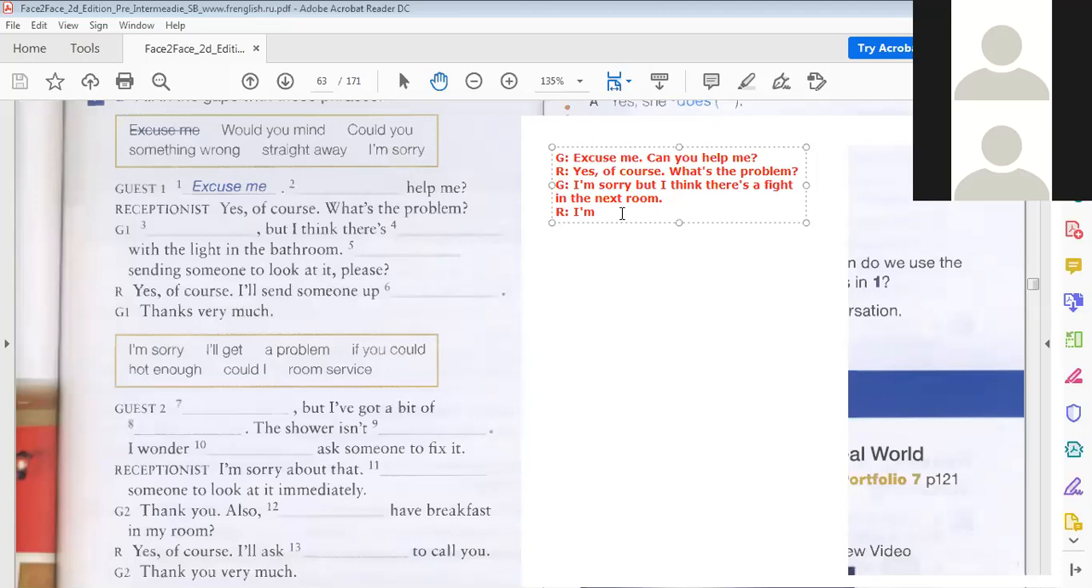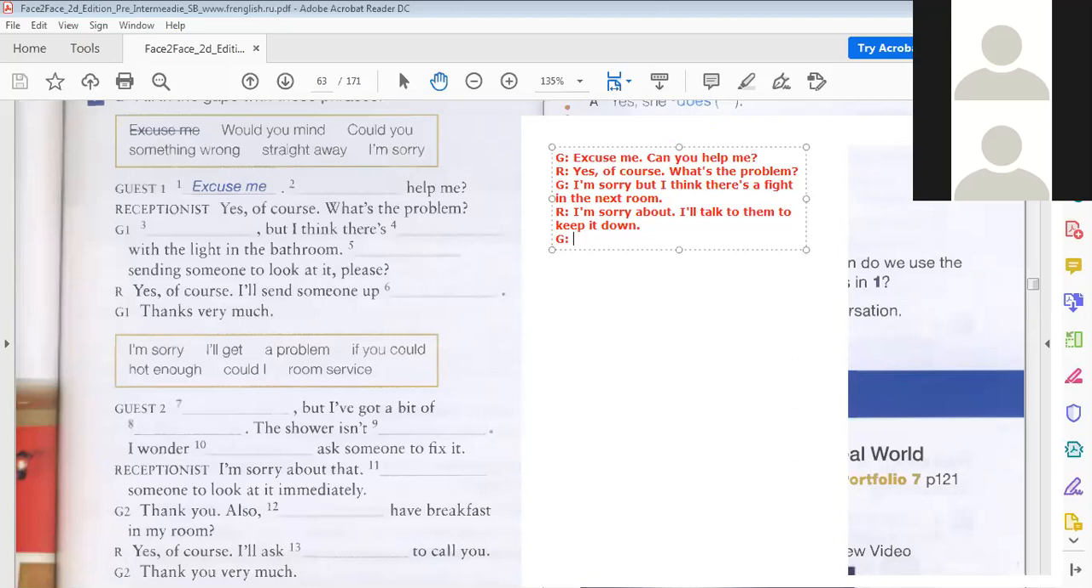I'll say to him to close the sound. I'll talk to them to keep it down. To be quiet. Okay. So you can say, I'm sorry to hear that, or I'm sorry about that. You can say, I'll talk to them to keep it down. To keep it down means to stay quiet.